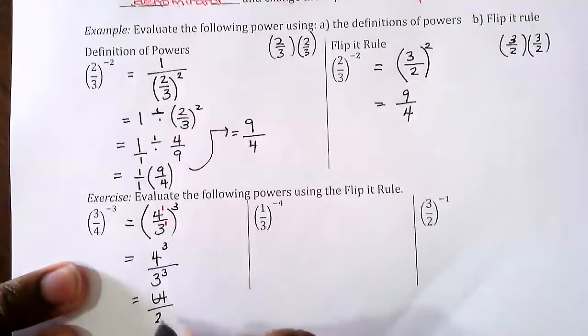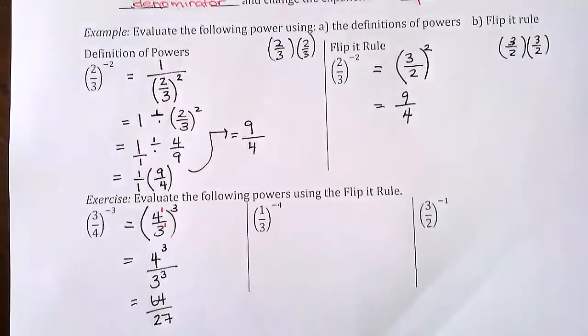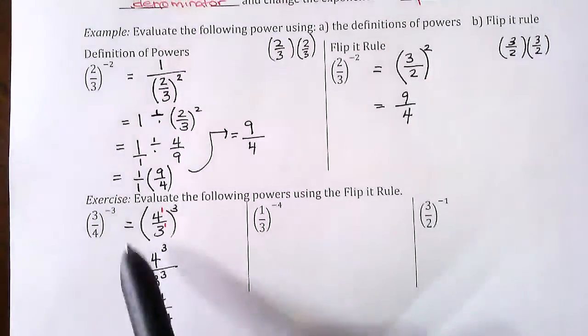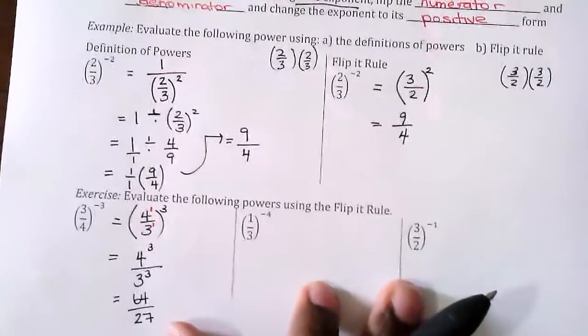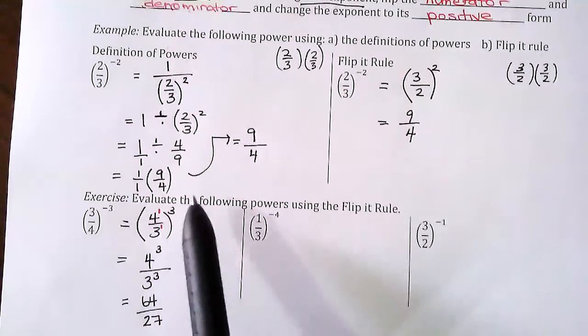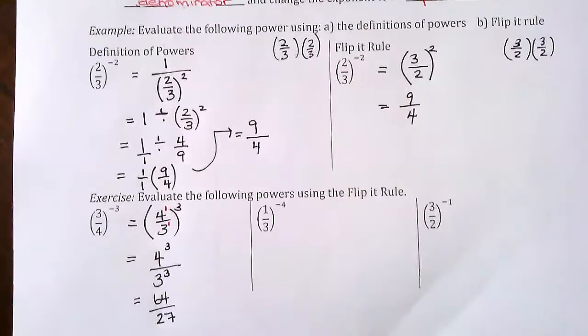27. Again, if you can do this in your head, and you can go straight from 4 over 3 to the power of 3 is 64 over 27, do that. That's even better.